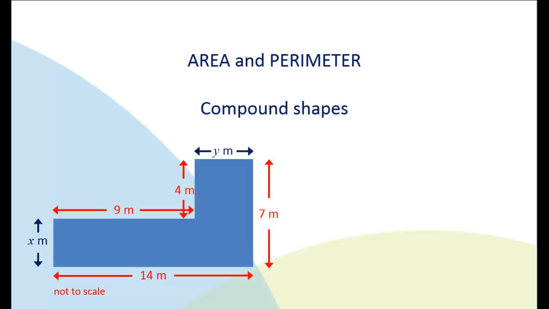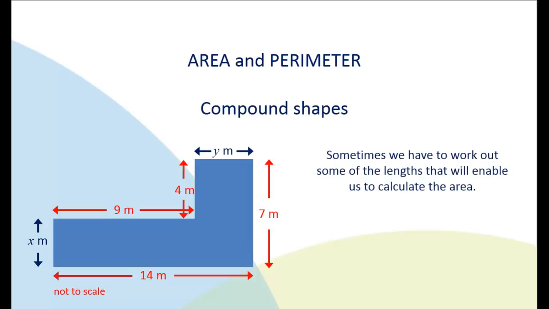This is the kind of question we're probably going to get, where we're not given all the measurements, and we have to calculate some missing lengths. So let's have a look then at y first. Now that's 14 across there, that one's 9. Alright, so y must be 14 take away 9, which is 5 meters.